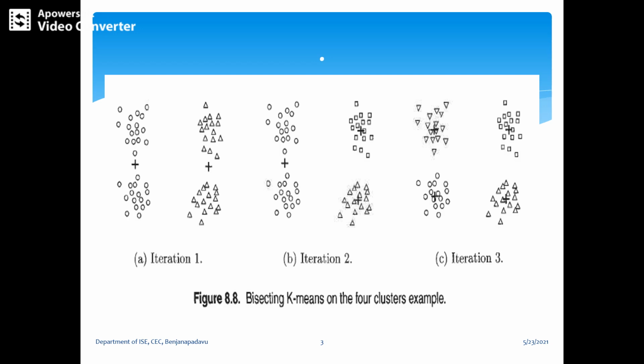And in iteration 3, the leftmost of the clusters is split. In iteration 3, we have split the leftmost one, and the symbol is shown here.